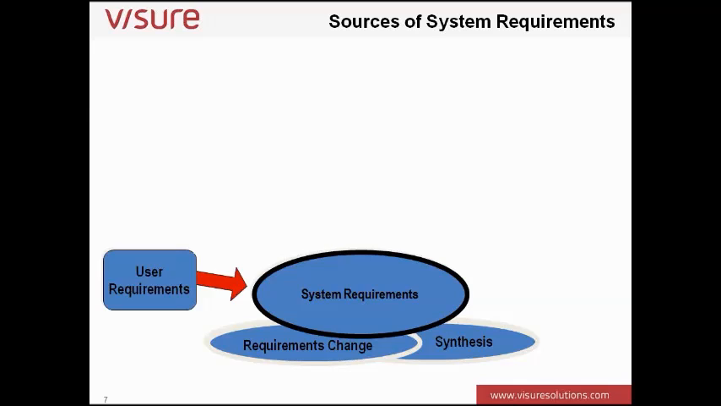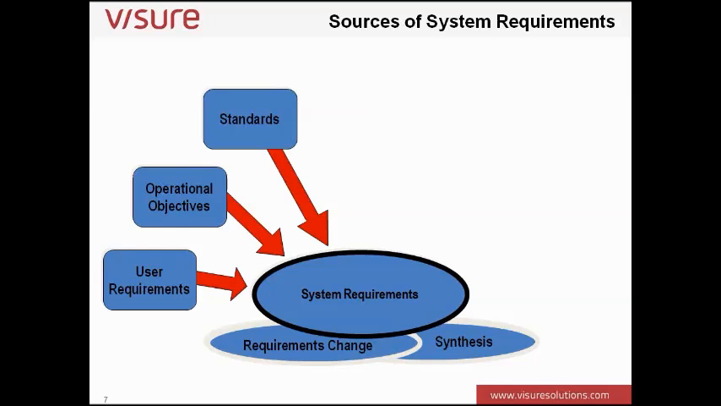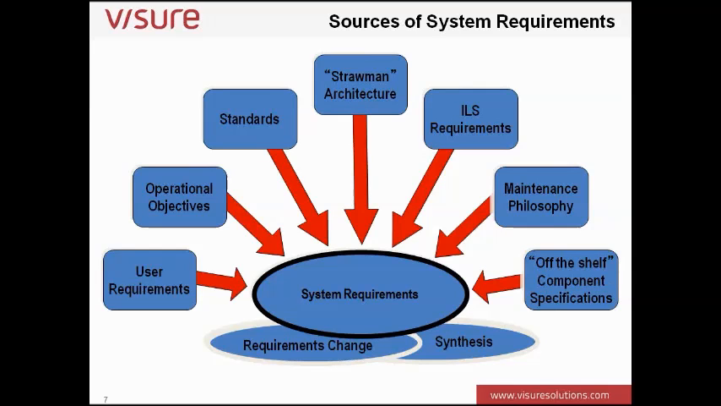So, sources of system requirements. Well, this will come as not too much of a surprise to many of you. System requirements are the core of where we start. They then need to reflect the requirements change that occurs during the program, and then we have synthesis of those requirements during the program. And the sources come from many places. So you've got your user requirements, and of course that's in part your stakeholders, your operational objectives you're trying to achieve from the system, the standards and regulation and any regulatory constraints that may be placed on your requirements.